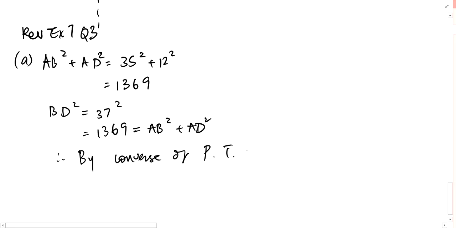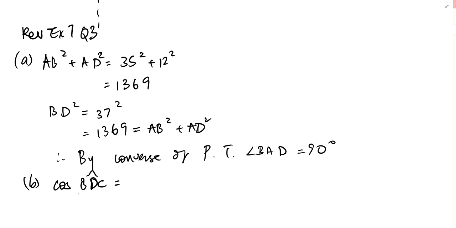which angle is 90? Angle BAD equals to 90 degrees. So that's part A. Now part B. Find cosine BDC. BDC. Okay. Answer? Cosine BDC? Negative 12 over 37.